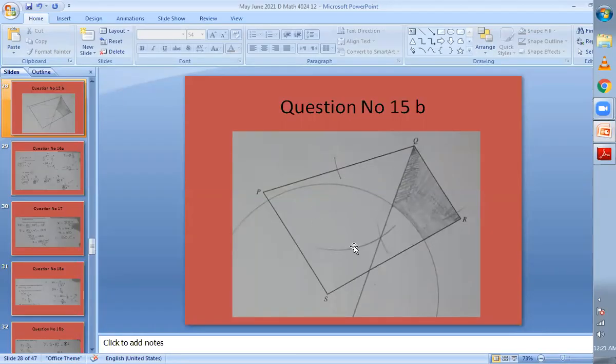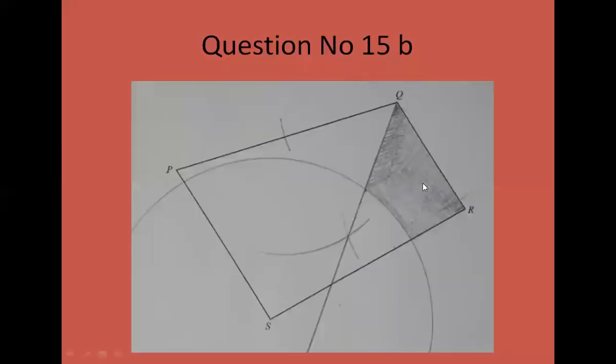So you have to remain inside the quadrilateral, outside this circle, and this is the equidistant line, the angle bisector. So you have to remain near to the QR. So this area will be shaded. The area which is showing up on your screen, this area will be shaded.